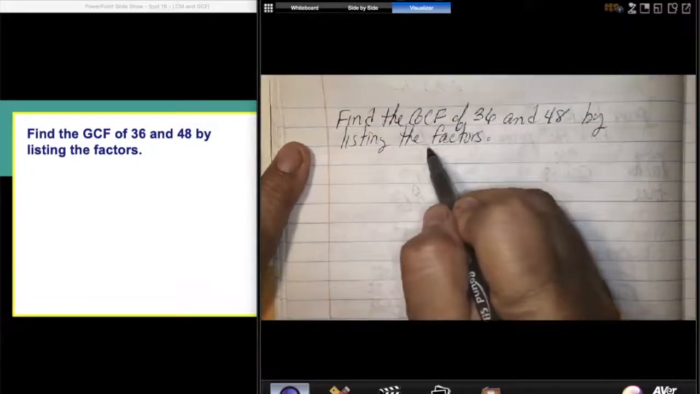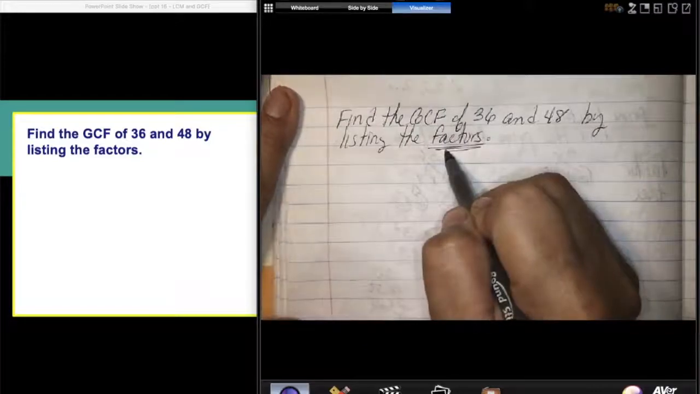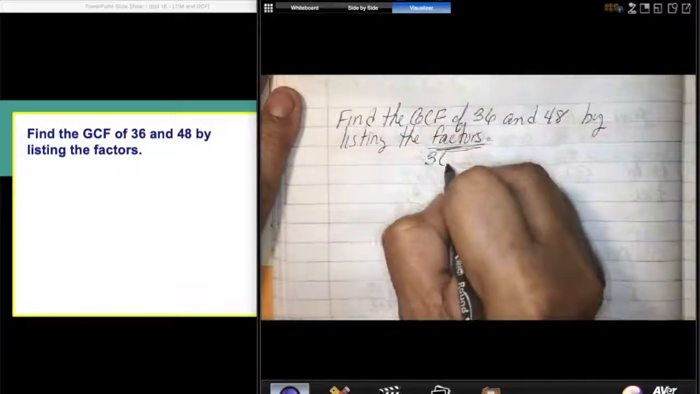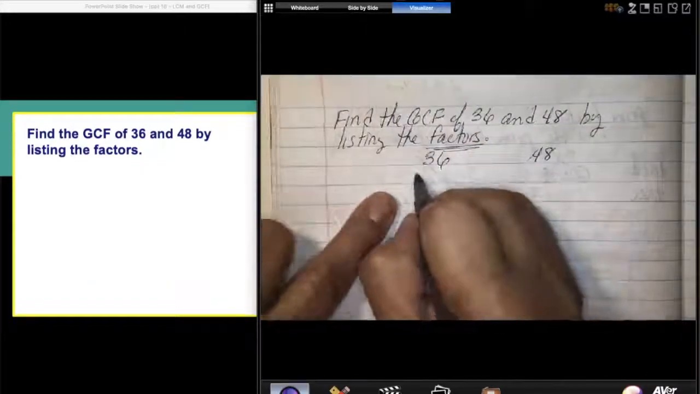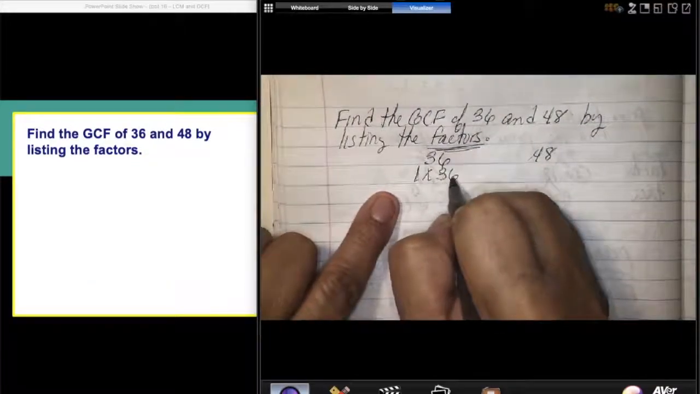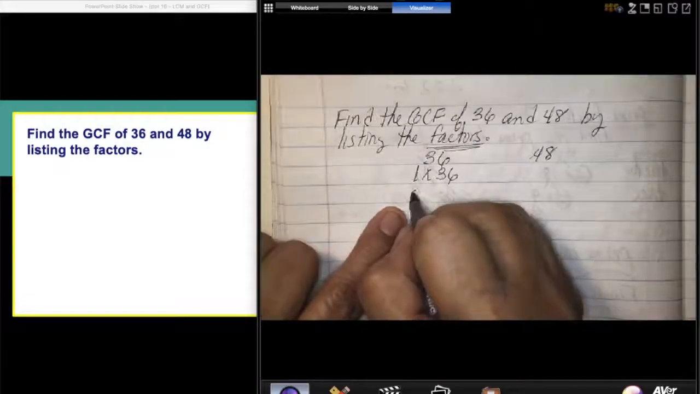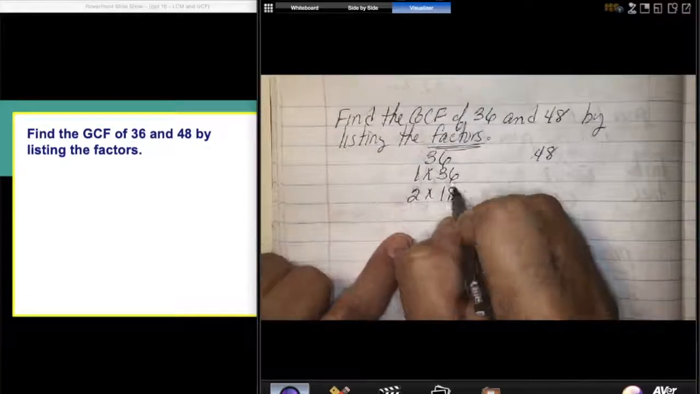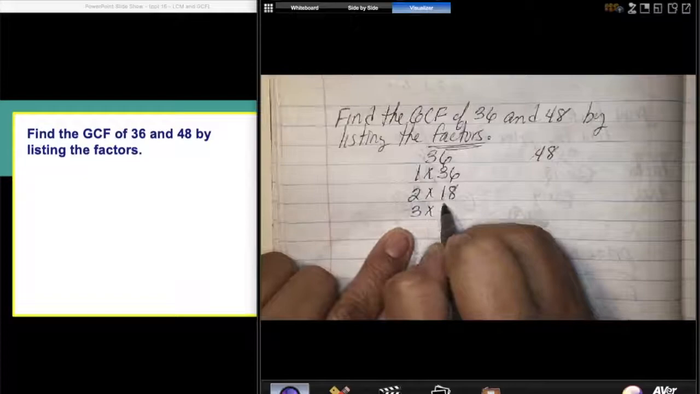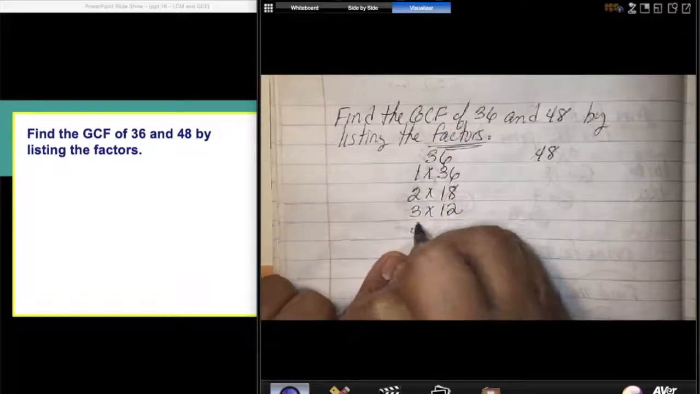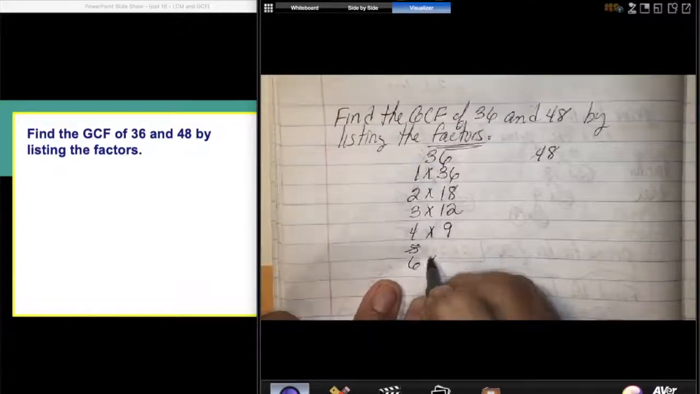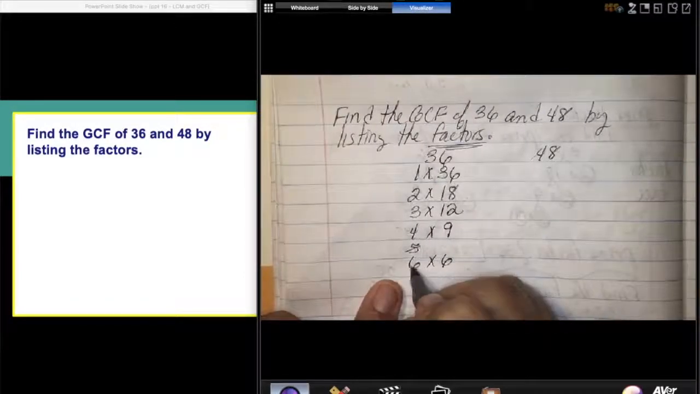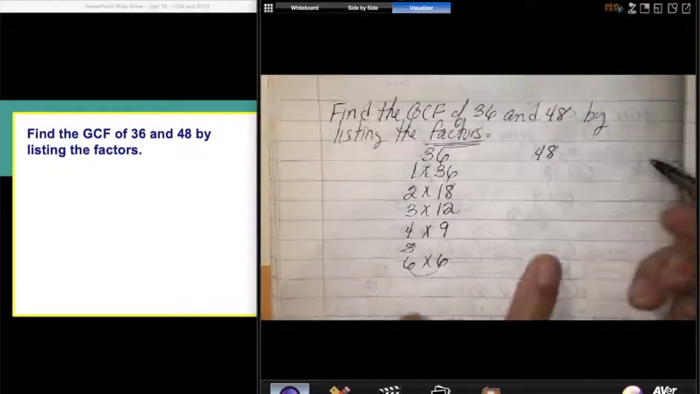Anytime I see the term factors, I remember to start by 1. So here's my 36, my 48. Let's start with 1. 1 times 36 is 36. 2 times 18. 3 times 12. 4 times 9. Not 5, but 6 times 6. And notice here it starts to repeat.